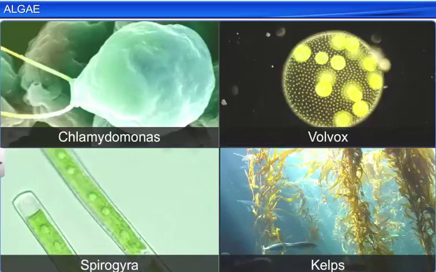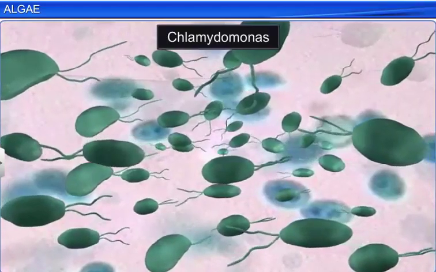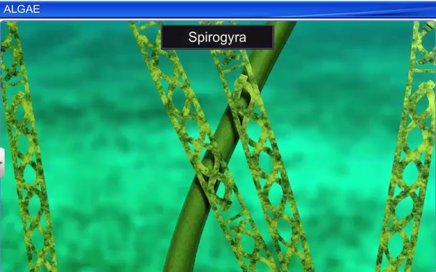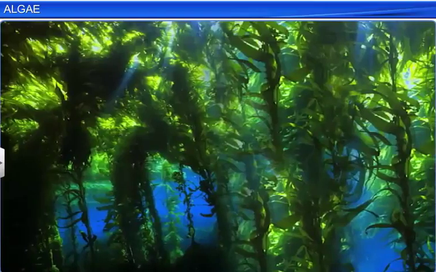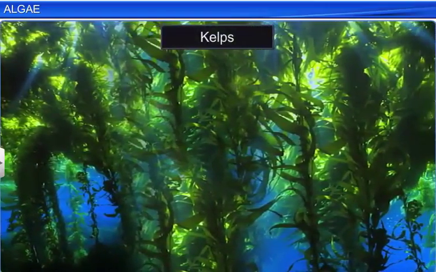For instance, Chlamydomonas is unicellular, whereas Volvox is of colonial form, and Spirogyra is filamentous. On the other hand, kelps form massive plant bodies.